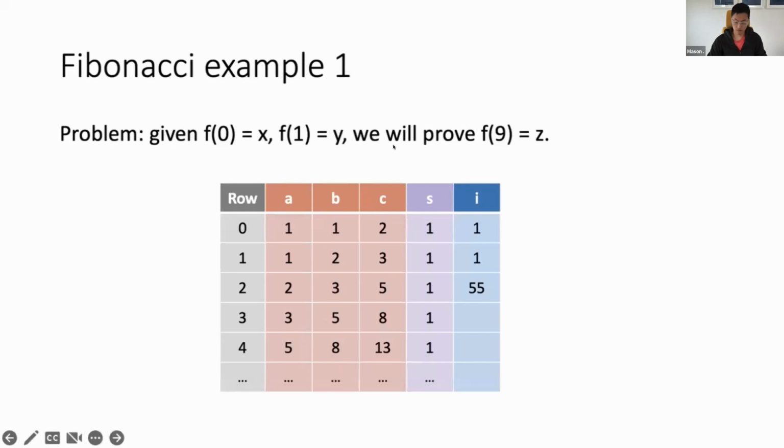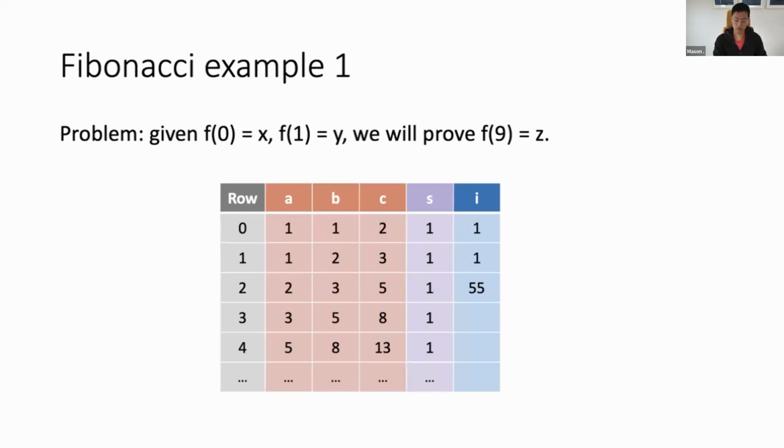Okay, so the actual layout of the trace table will look like this. In this case, we started with the actual Fibonacci numbers. So f of 0 is 1, f of 1 is 1, and so you get 1, 1, 2, 3, 5, and so on. Then we're proving that the ninth value, say, is 55.